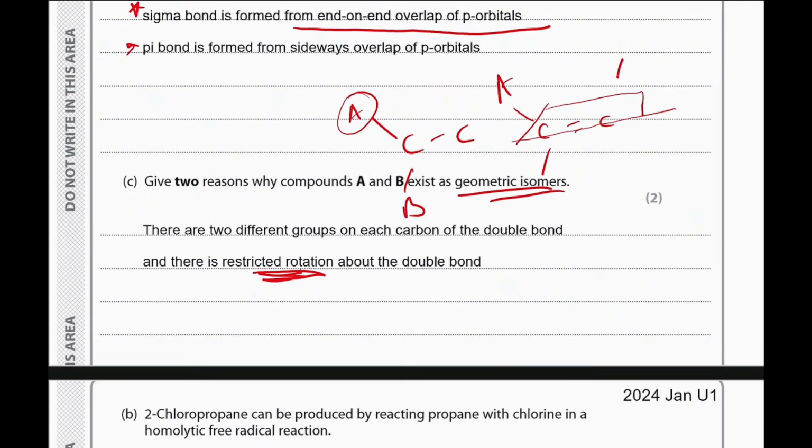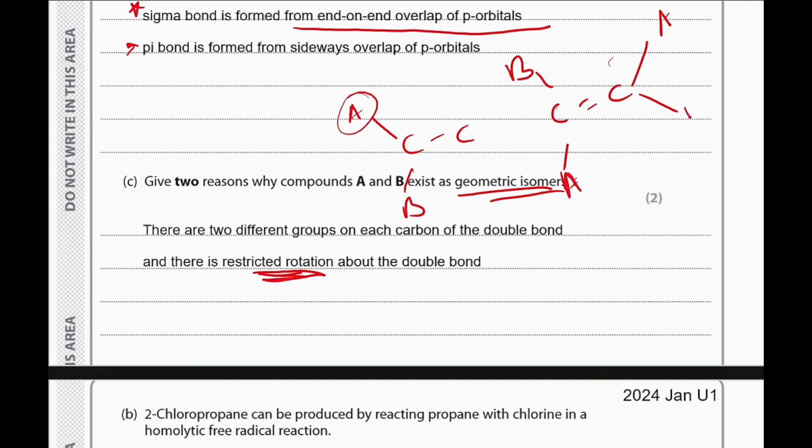That means both of them cannot have A attached to them. It doesn't work that way. So in other words, if each carbon has the same two groups attached, then geometric isomerism is not possible. Geometric isomerism is only possible when each carbon has two different groups attached to it. All right, so this is how it works.